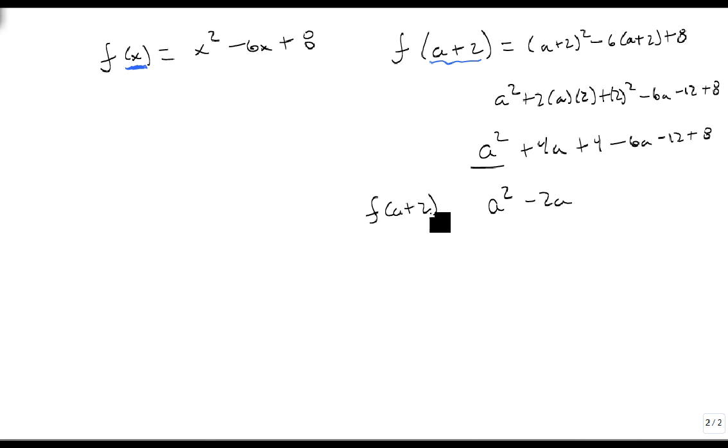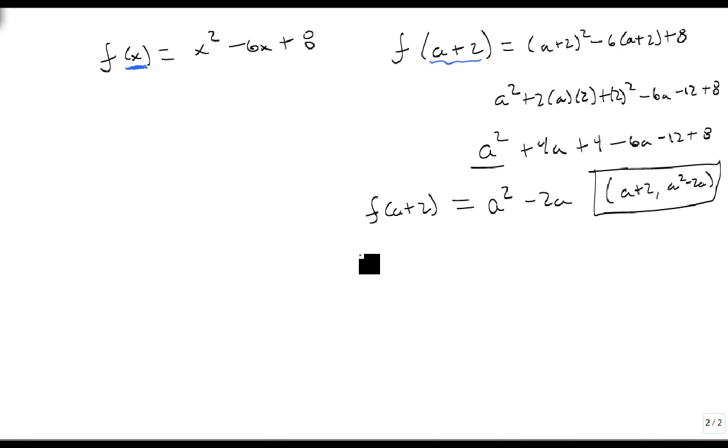So f of a plus 2 is a squared minus 2a, or we get the point a plus 2, a squared minus 2a. And then we just need to know what a was in order to go any farther than that. But one of the interesting things here is notice that we've just converted from our nice x value to an a value. We've just changed the variable by doing this.